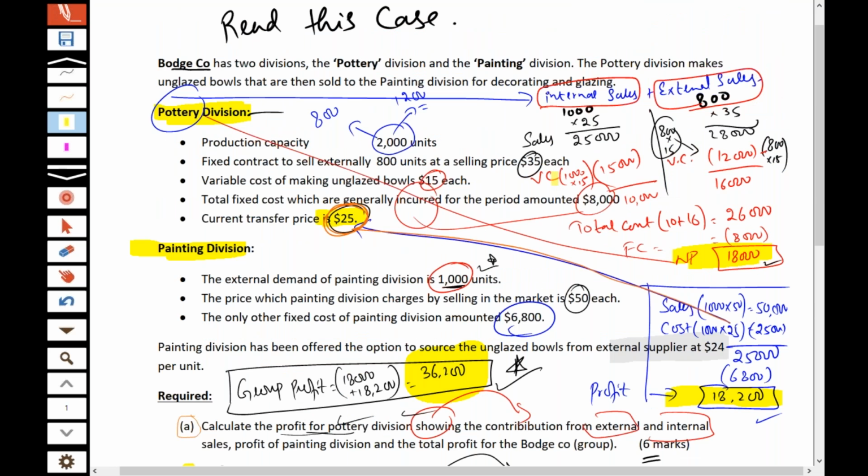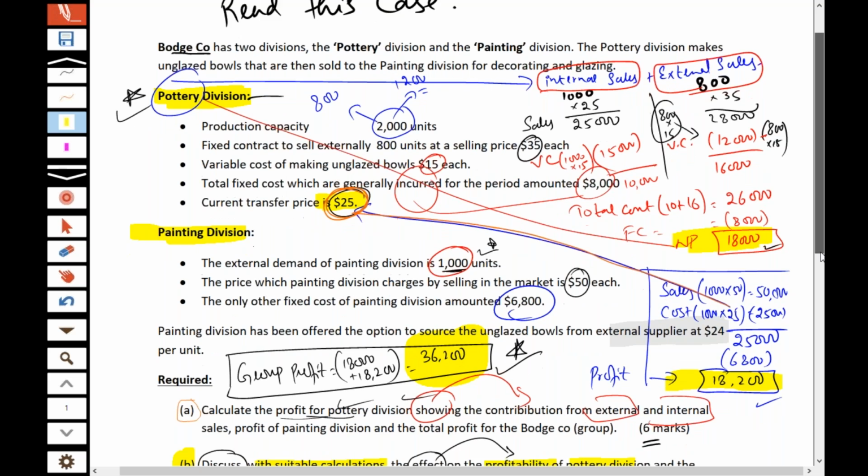Now listen to me, if you will buy from an outside supplier, will the pottery division be losing the contribution from you? Say yes or no. Yes, obviously. Then how much contribution is it losing? The contribution is $10,000, which I am currently earning from you.